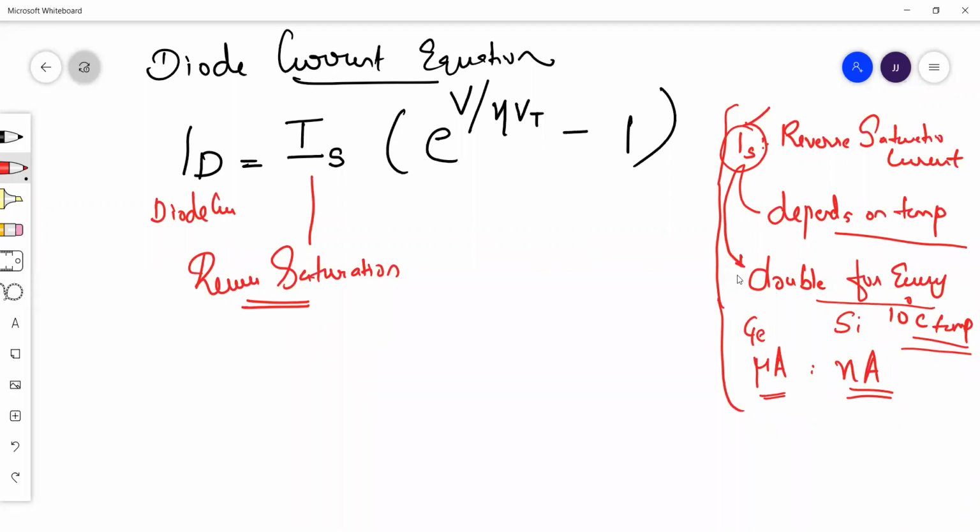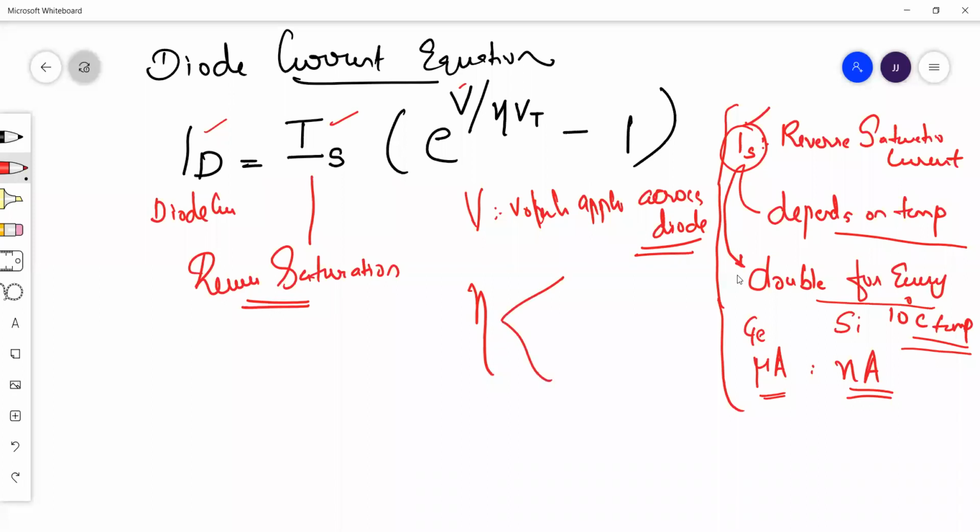ID is done, IS is done, now capital V. Capital V is the voltage applied across the diode. And eta is a constant, either 1 or 2. Eta equals 1 for a germanium diode, and eta equals 2 for a silicon diode.